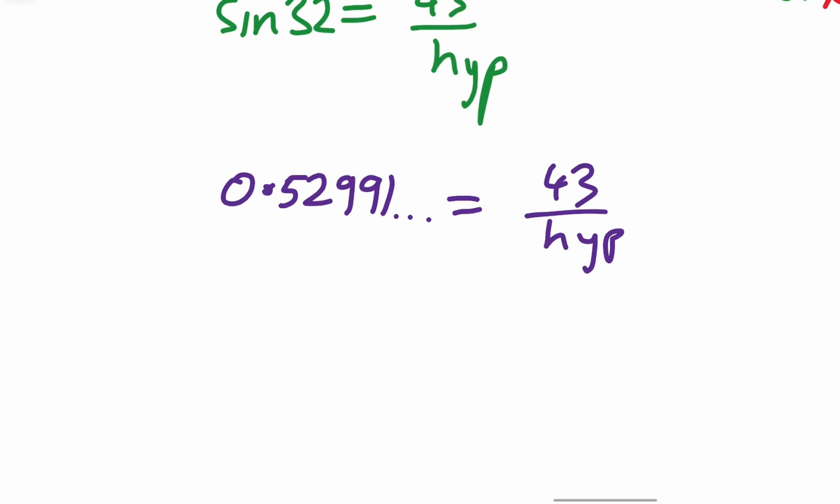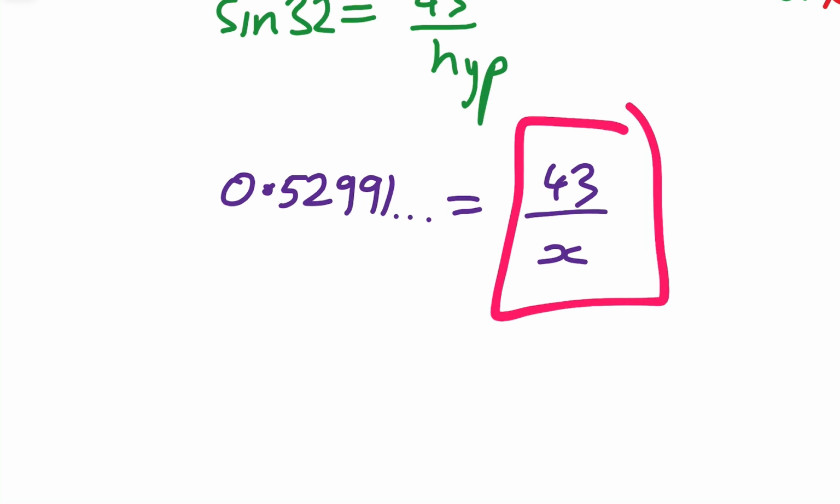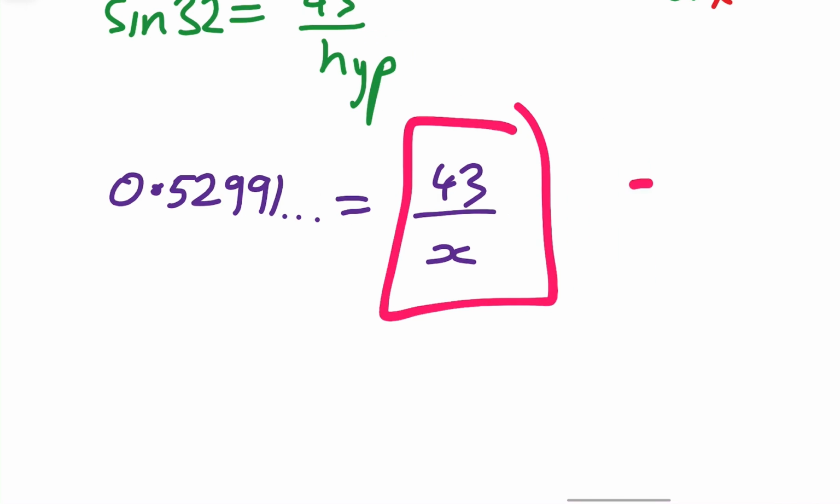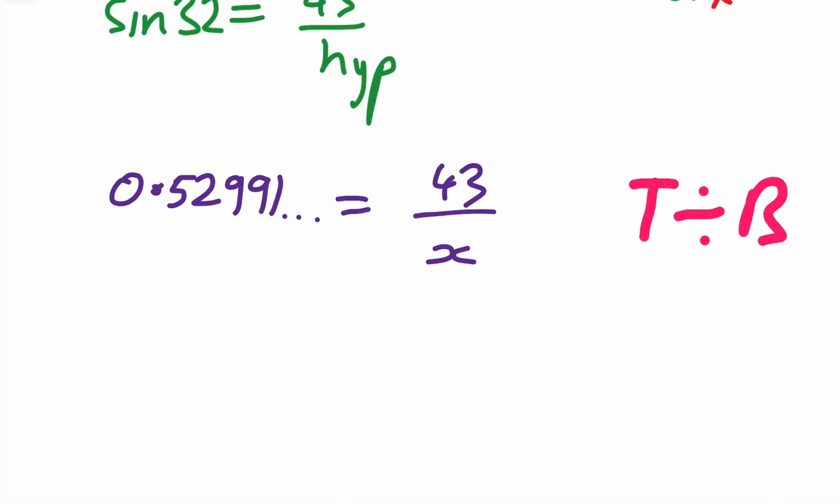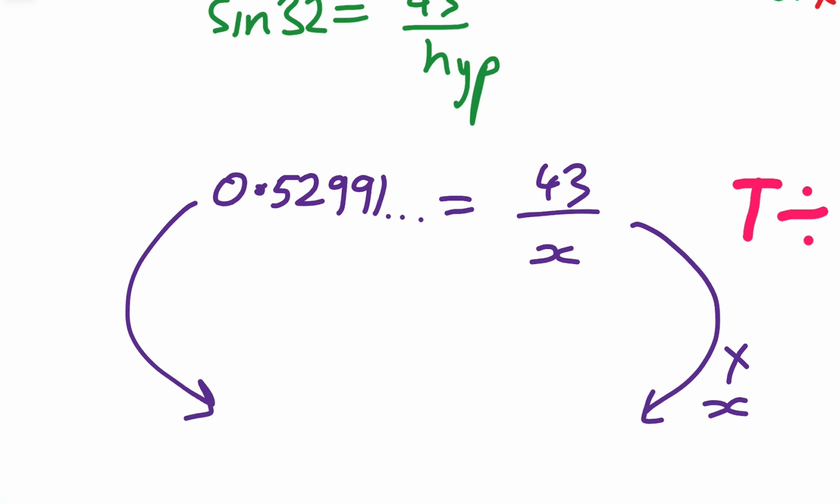Now, maybe rather than writing hypotenuse, we'll just write in h or x or something, just so that it's a little neater. Now, again, we've got a fraction. The x is on the bottom of the fraction. Remember, fractions are always top divided by bottom. So this thing is dividing by x. So if I don't want x there, I'm going to have to multiply by x. Multiply by x, okay. It's always doing the opposite.